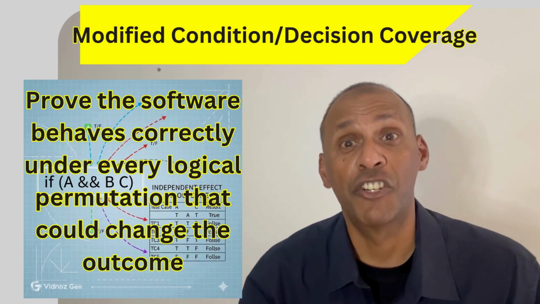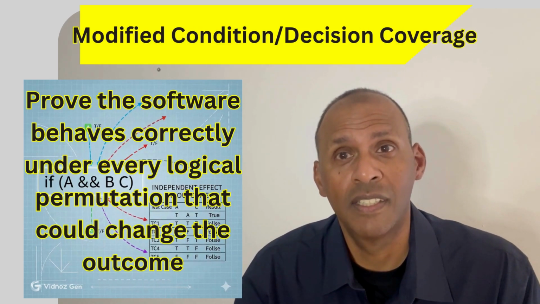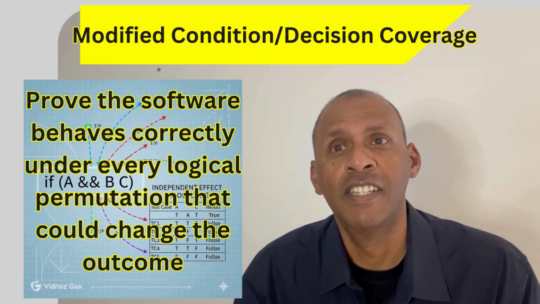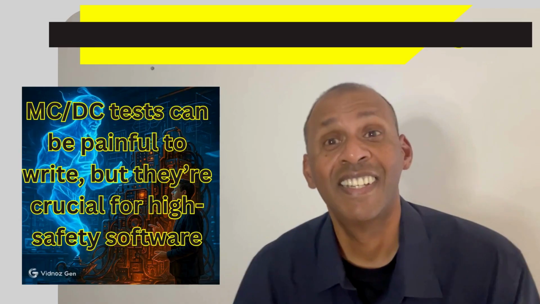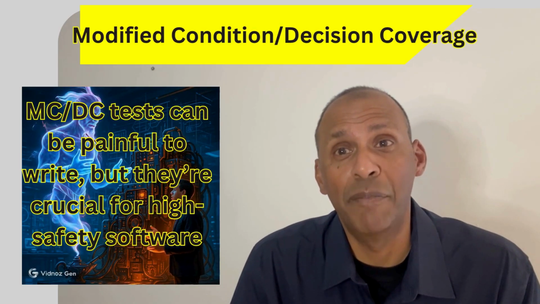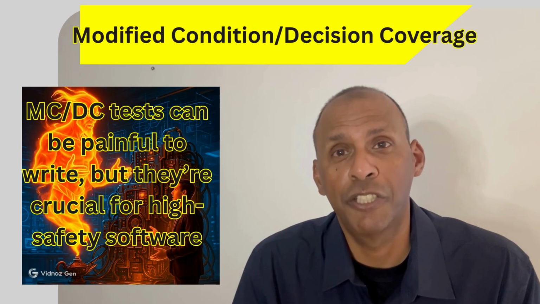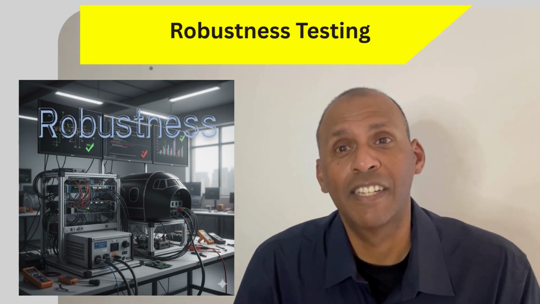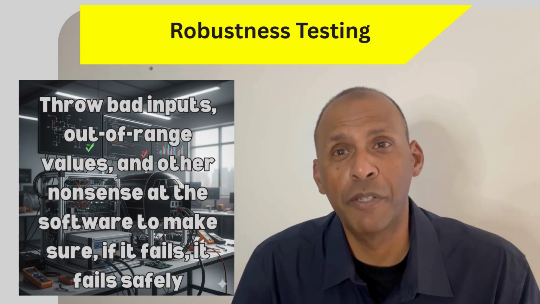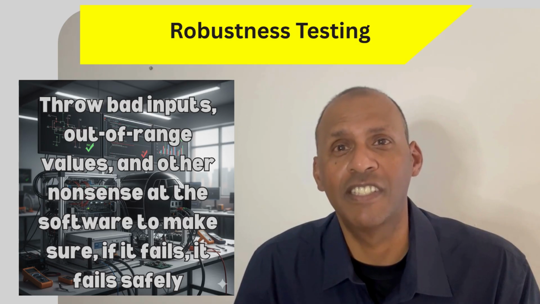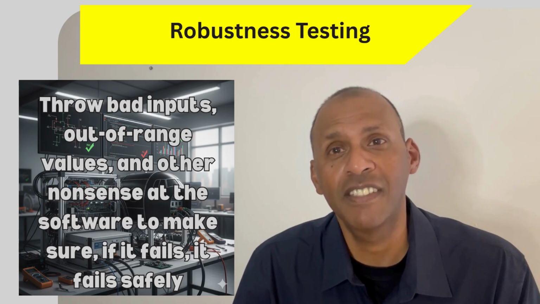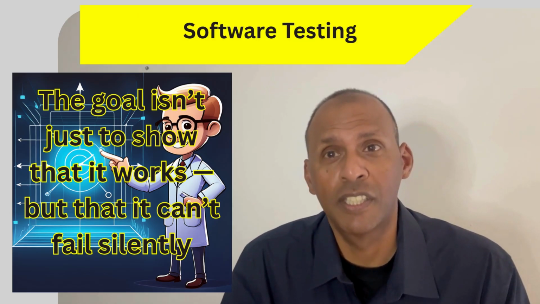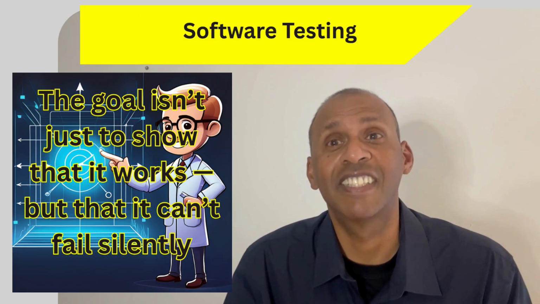It's not enough to just run the code once and see that it works. You need to prove it behaves correctly under every logical permutation that could change the outcome. That's why MC/DC tests can be painful to write, but they're crucial for high safety software. And lastly, robustness testing. This is where you throw bad inputs, out of range values, and other nonsense at the software to make sure it fails safely. Remember, the goal isn't just to show that it works, but to show that it can't fail silently.